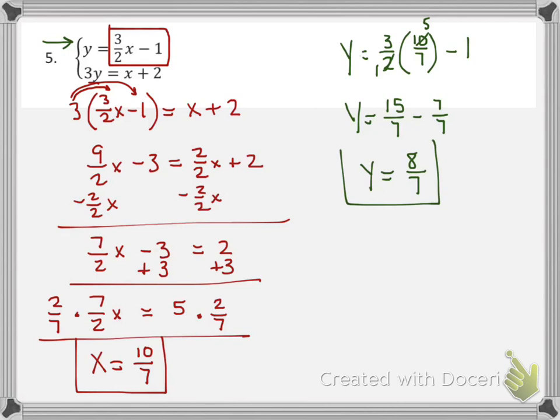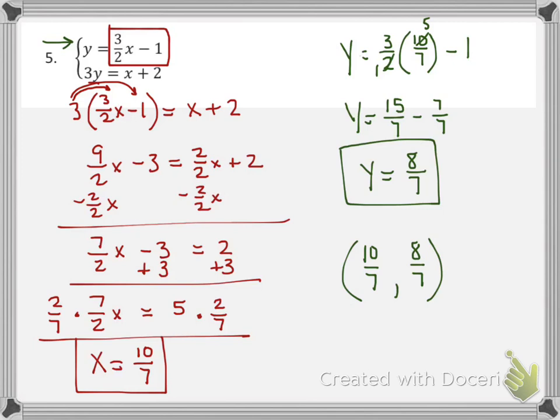Now I have a y value and an x value, so I can write my solution, which is my x value, 10/7, comma, my y value, 8/7. And that is the solution to this system. It's the only point that will make both equations true. It's also the intersection point if we were to graph them.